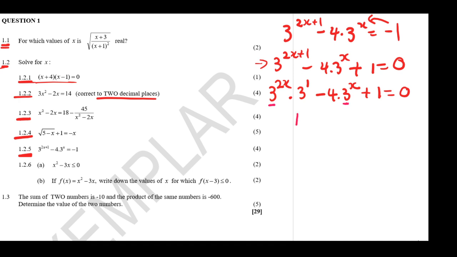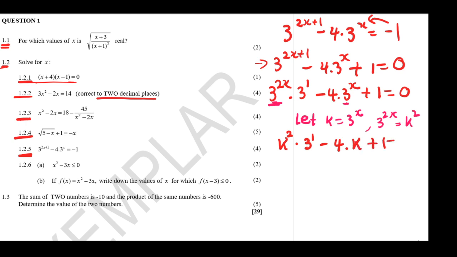So we have to use the value of k. Let k be equals to 3 to the power of x. So meaning when it's 3 to the power of 2x, it's going to be equals to k squared, right? So just like in this case here, we're just going to have k squared. So it's going to be k squared multiplied by this 3 to the power of 1 minus 4 multiplied by k plus 1 equals to 0.